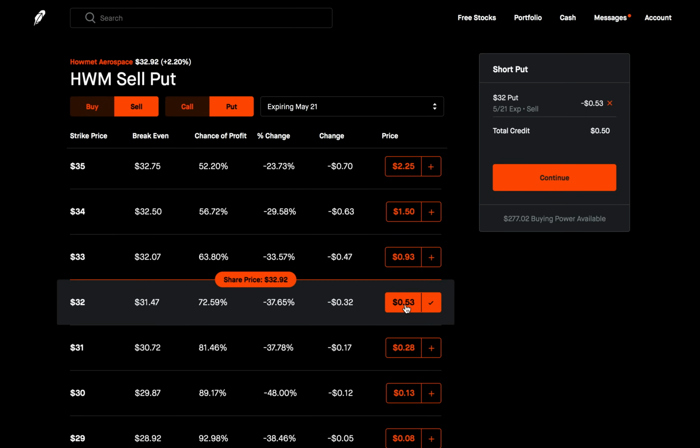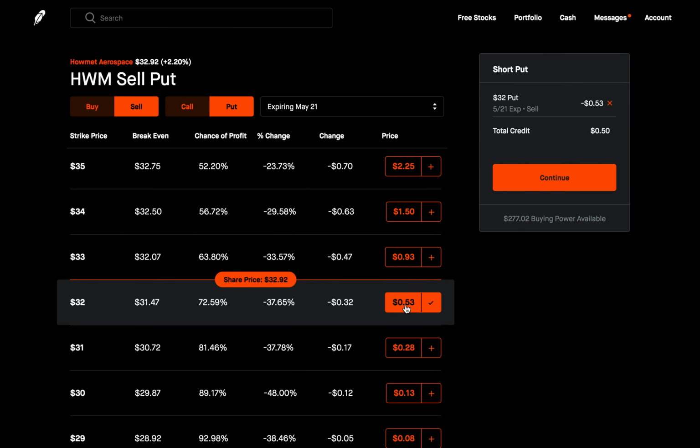And so for selling 1 of these, we're going to receive 53 cents per share. Remember, each contract controls 100 shares. So we're going to receive about $53. And again, we're going to do 2. So we're actually going to receive about $106 for selling these 2 put options here.